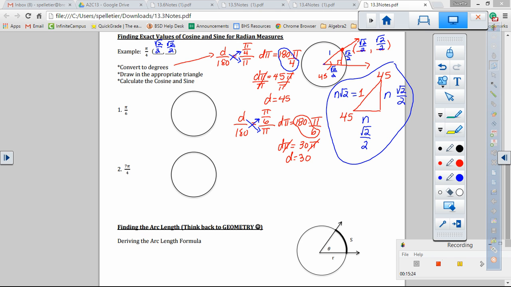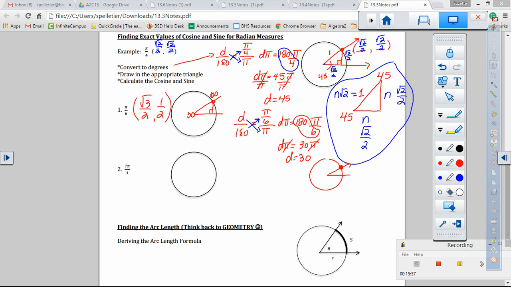Imagine your circle, find your 30-degree angle, and tell me what the sine and cosine is. I hope you say square root of 3 over 2 and 1/2. Okay, so 30, 60, 90. That spot right there on your unit circle is square root of 3 over 2 and 1/2.